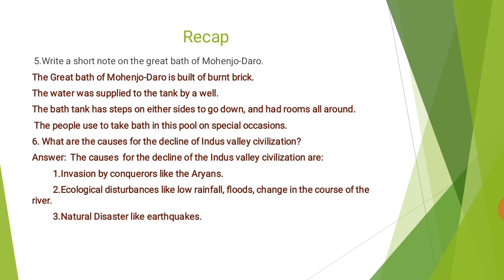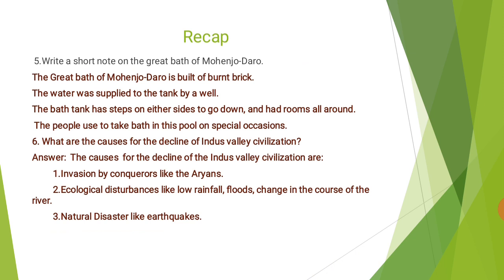And then you also understood the causes for the decline of the civilization. This is invasion by conquerors like Aryans, ecological disturbances like low rainfall, floods, change in the course of the river, and natural disasters like earthquakes. These are the causes for the decline of the Indus Valley civilization.